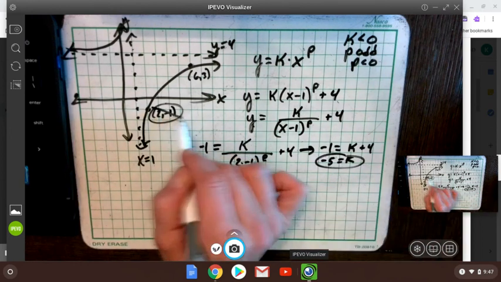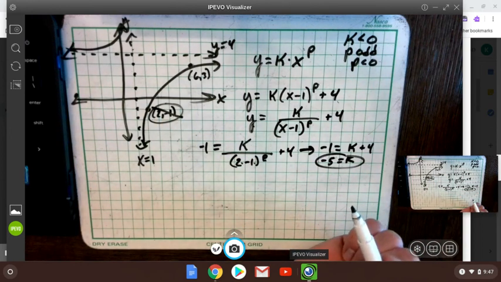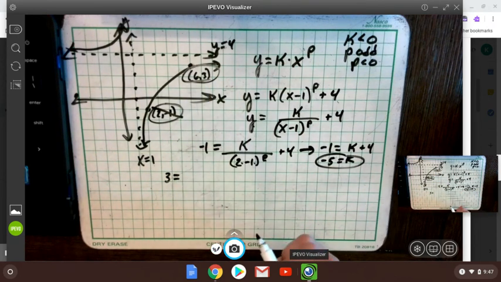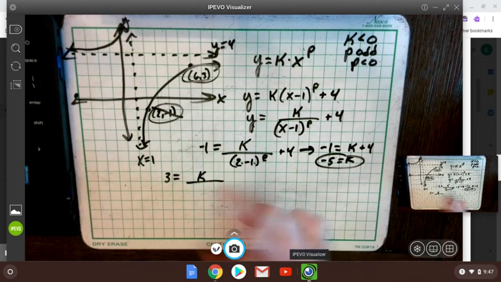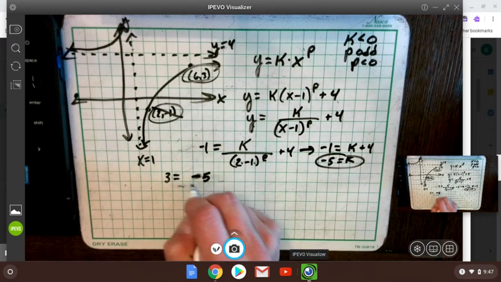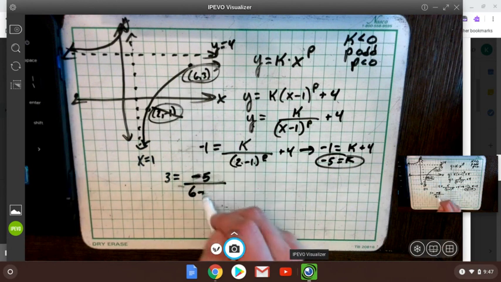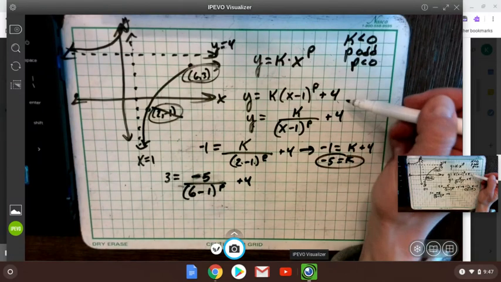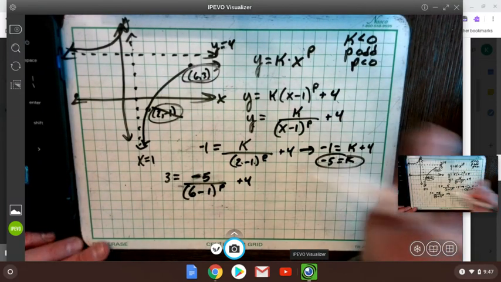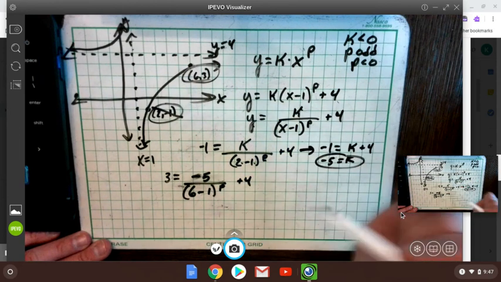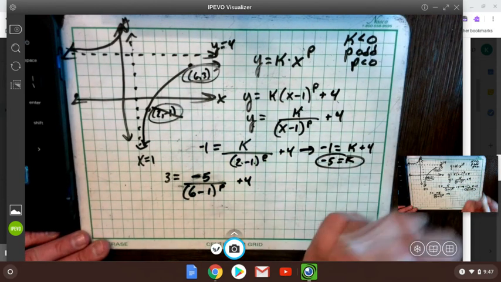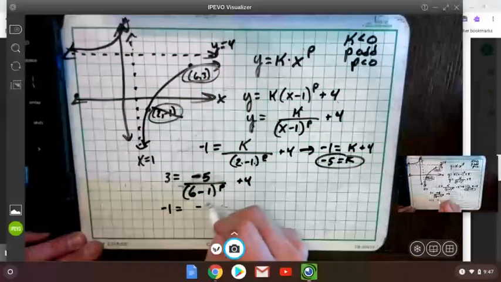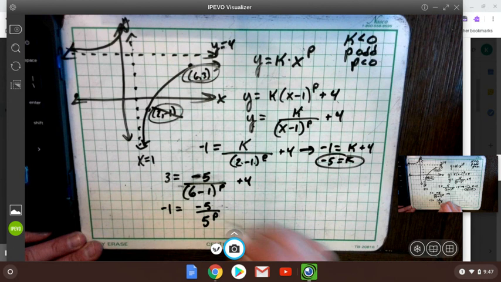Okay, so this one is useless to us now. We've already sucked out all the information. Now I'm going to go play with (6, 3), and I'm going to do the exact same thing. 3 is a y value. k we know is negative 5. And then 6 goes in for x. And then I've got a plus 4. All right, so we're going back to here. I now know what k is, so I fill it in. And then I fill in my x and y's, and now here we go. So I'm going to subtract 4, and I'm going to get negative 1. And I'm going to get this value right here.